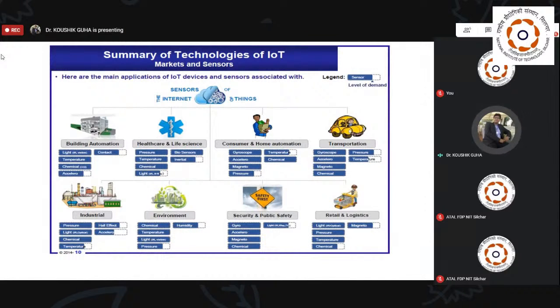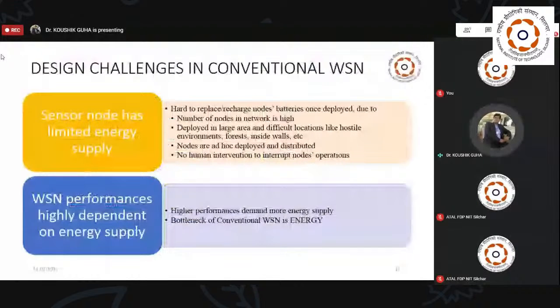In the coming years, almost all sectors are going to see the application of IoT. It may be transportation, consumer and home automation, healthcare, building automation, industrial, environment, public safety, retail and logistics. In every sector we are going to see IoT and sensor nodes deployed, always communicating with each other.